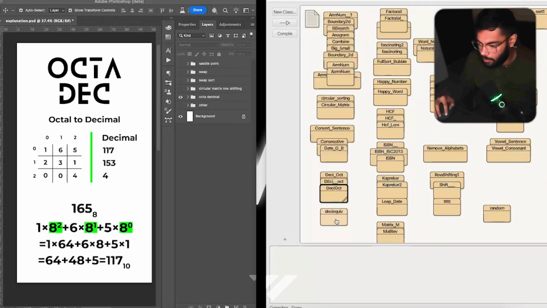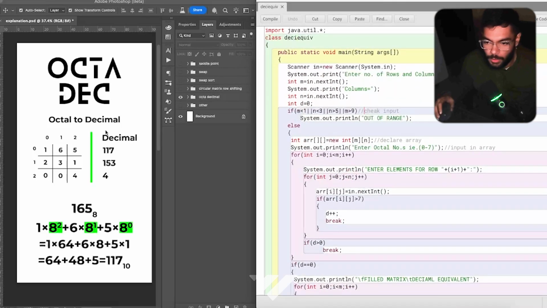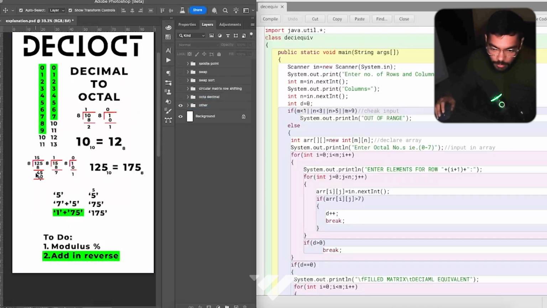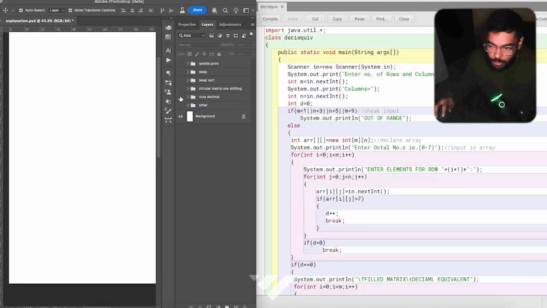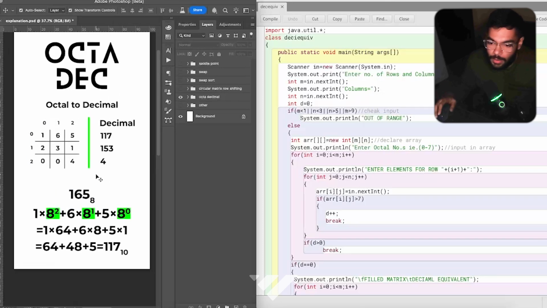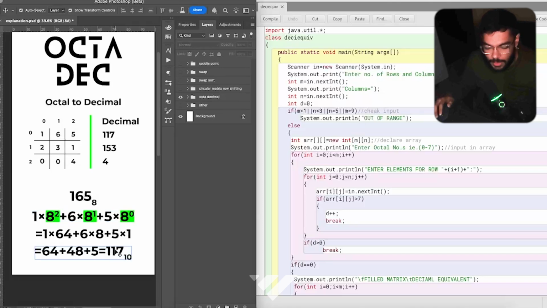So this is the program for octal to decimal. Basically what we do is we multiply. In decimal to octal we were dividing by 8. In octal to decimal we are multiplying by 8 each and every digit extracted from that number. In this program we are taking a matrix, a 2D array, and then treating each row as a single number, like 1, 6 and 5. We are treating it as 165, then converting 165 to its decimal equivalent.